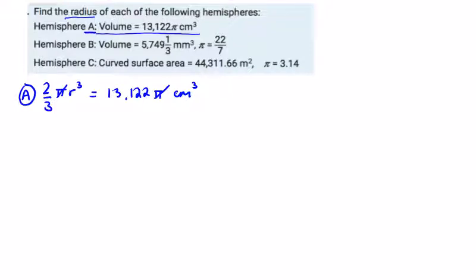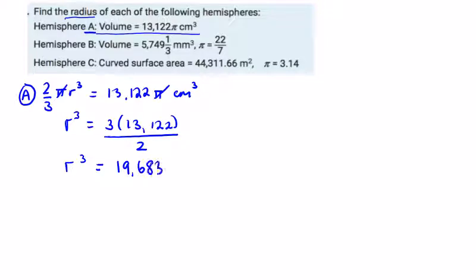So we want the r cubed on its own. So r cubed is going to be equal to 3 by 13,122, and we'd have to divide by the 2. That's going to give r cubed to be 19,683, and the cube root of that is 27. So you should be masters at these at this point.